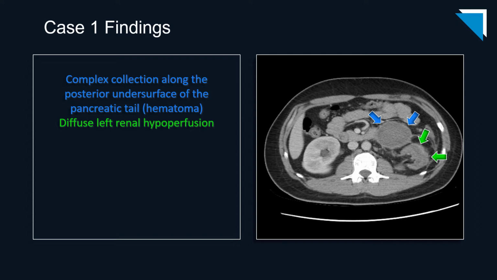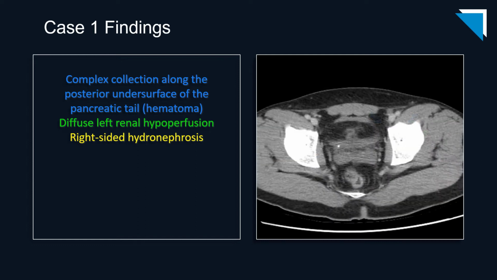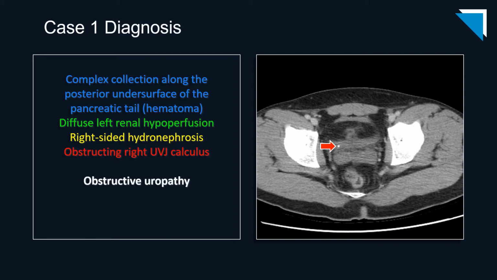However, if you did not engage your search pattern from top to bottom, you may have missed another important finding. This patient also happens to have right-sided hydronephrosis, secondary to an obstructing right UVJ calculus. As it turns out, the findings in the left upper quadrant were subacute, and in fact, the patient's abdominal discomfort was caused by the right-sided obstructive uropathy.